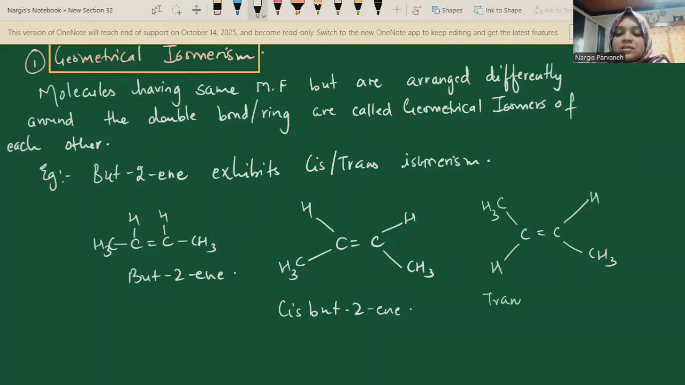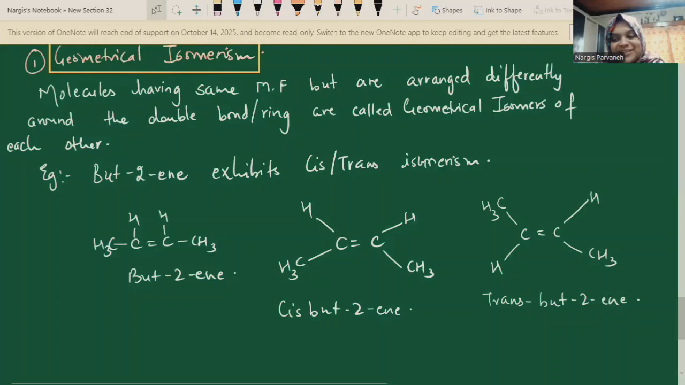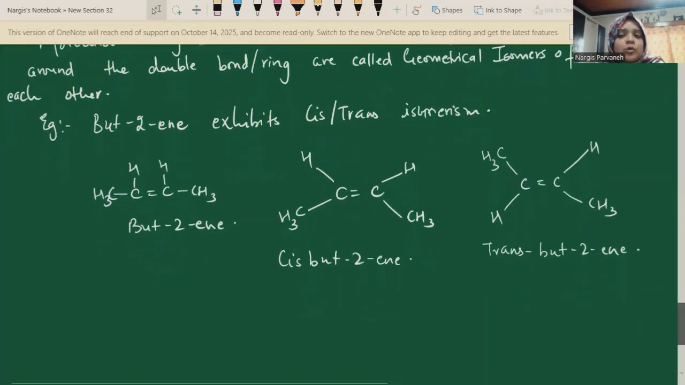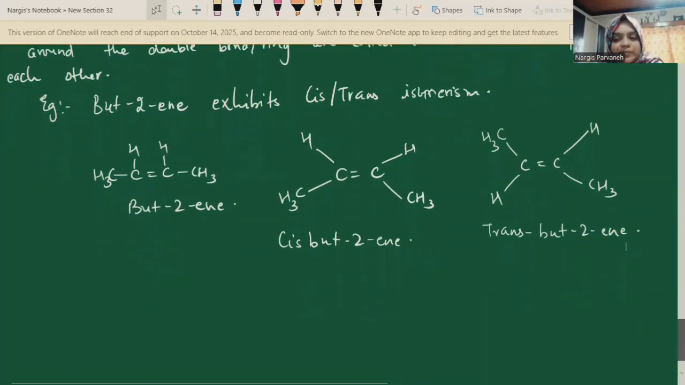This is trans-but-2-ene. The same groups that are there in the compound are arranged opposite to each other. That becomes trans. If the same groups are arranged on the same side of the double bond, they are called cis. So but-2-ene is arranged in cis and trans form, and hence it exhibits geometrical isomerism or cis-trans isomerism. Geometrical isomerism is also called cis-trans isomerism.